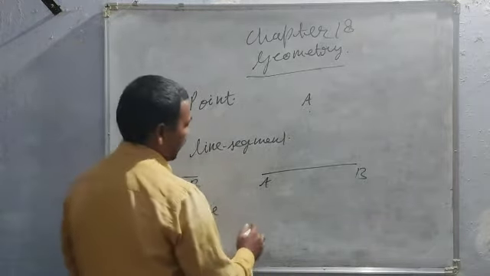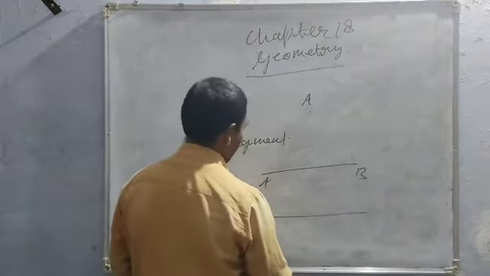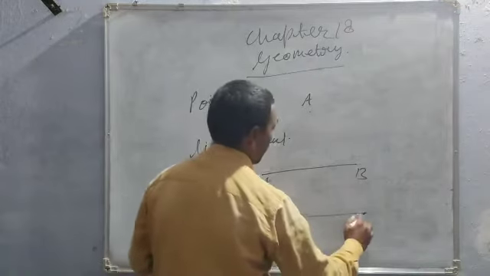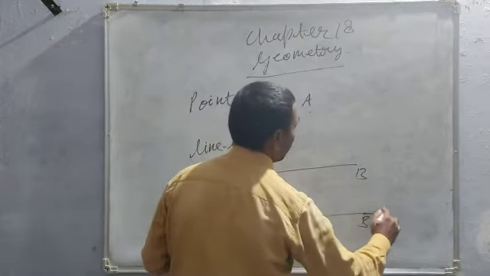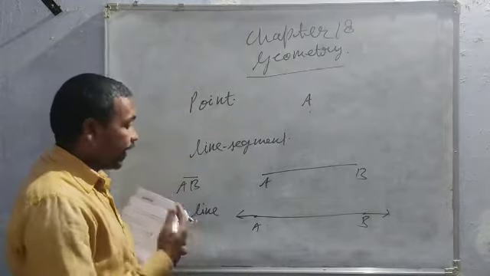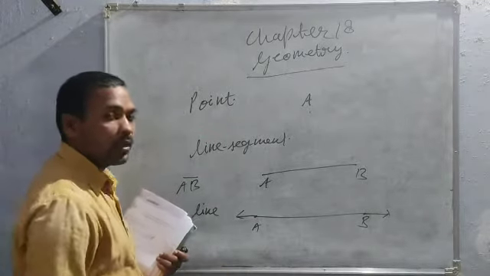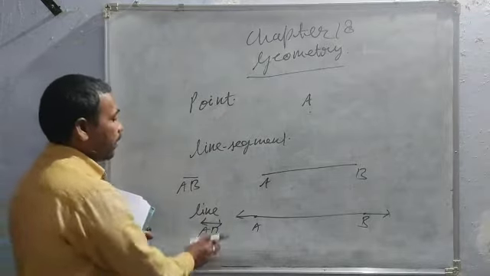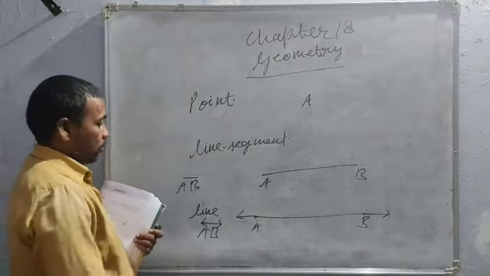And after that, line. Suppose this is a line segment, and suppose its name is A and B. If this line segment is extended in both directions endlessly, this is known as a line, and a line can be represented in this way by making arrows.